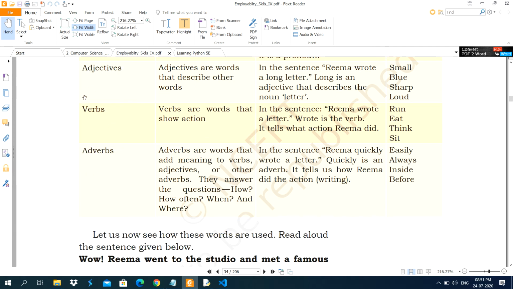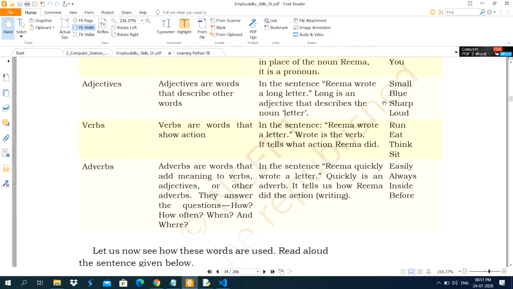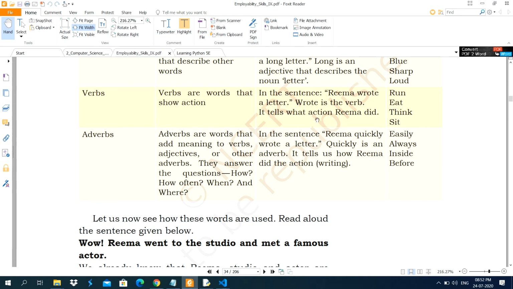Third, adjective. Adjectives are words that describe other words. In the second example, Rima wrote a long letter. Long is an adjective that describes the noun letter. There are some examples: small, blue, sharp, loud. They are all adjectives.